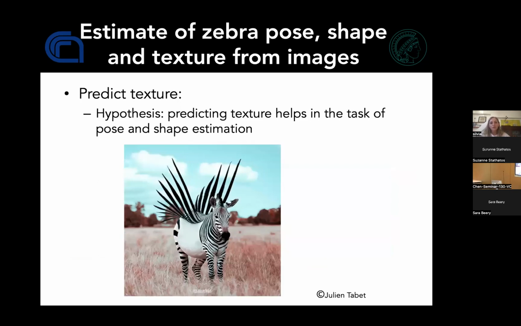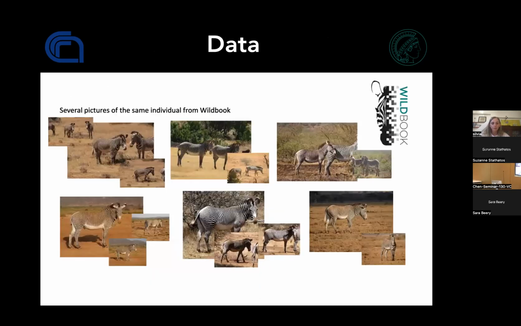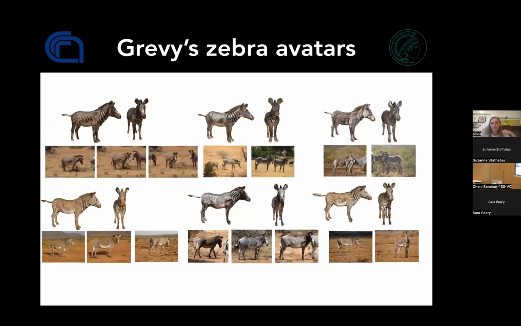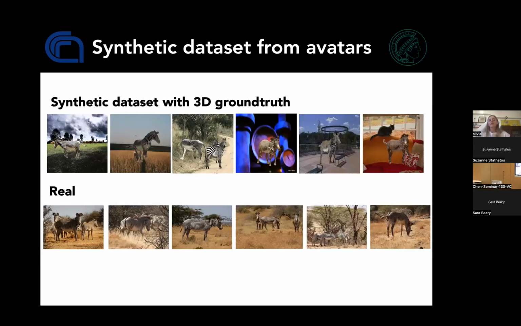In this method, we also predict texture, so not just shape and pose, but also the texture. And this is not only for having pretty pictures, but also because we make the hypothesis that predicting the texture actually helps in the task of pose and shape estimation. We got the data from Wildbook. They gave us several pictures of the same individuals. And now you can guess what we did. We created avatars, and these are some of the avatars we created. From these avatars, we created a synthetic data set with 3D ground truth. The top is the synthetic data, where the foreground is the zebra and the background is a random picture. Below is real data, and you can see that the zebras look quite similar.